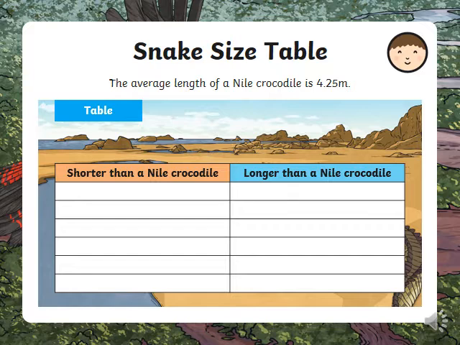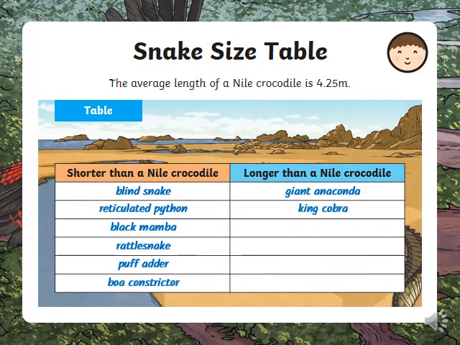Let's see how we did. We had 6 snakes that were shorter than a Nile crocodile, leaving just the giant anaconda and the king cobra were longer than a Nile crocodile. Well done if you managed to do that.